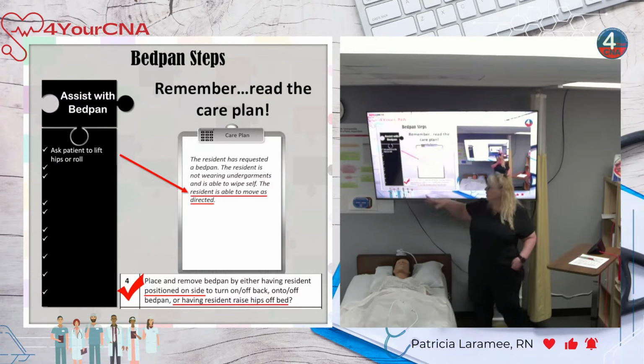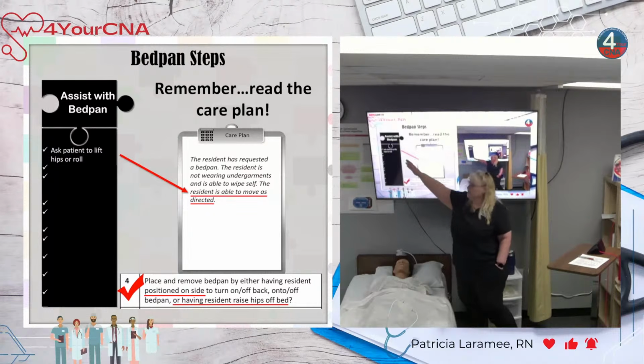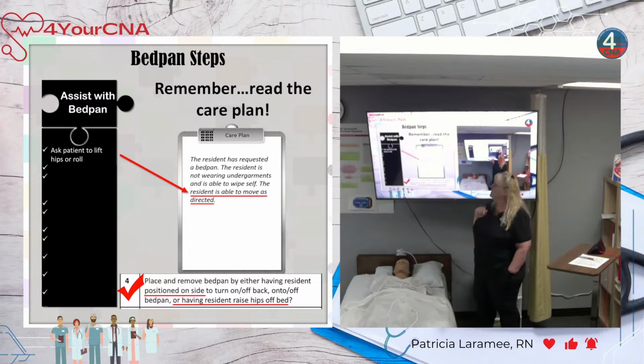All right, so when we're talking about skill-specific steps, our bedpan actually says the resident's able to move as directed. So I can ask this patient, can you lift your hips? That makes life so much easier. But what if your patient can't? Well, for the test, it tells us we can, so yay. But in a clinical setting, you are going to have patients that can't lift their hips.